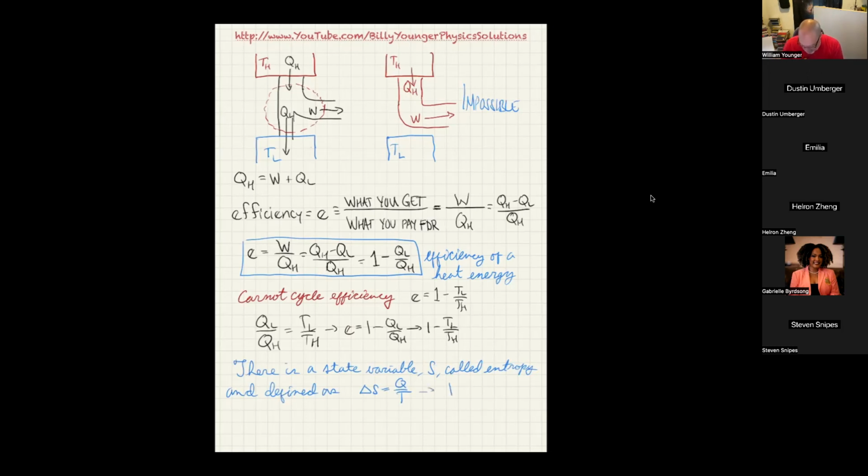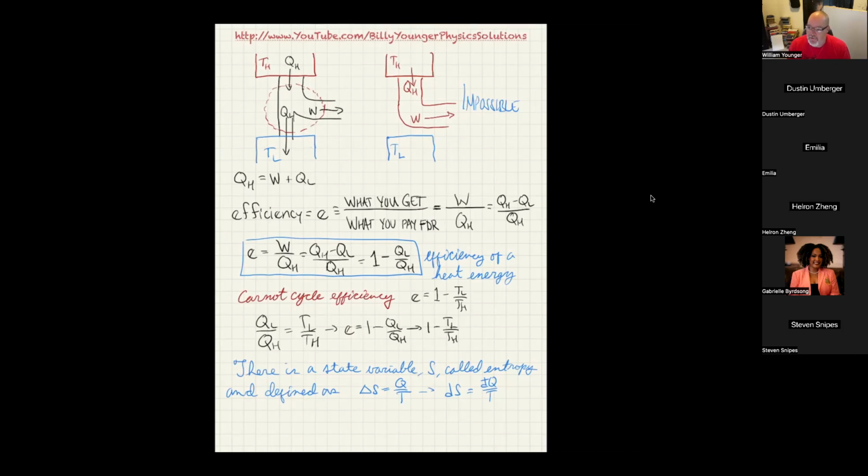Of course, that also becomes dS is equal to d-bar Q over T, where I'm putting that bar on the d again because Q is not a state variable. And remember, state variable means, hey, if you've got maybe a certain system that needs six state variables to define it, and you know an equation of state, then five of them is enough because the equation of state can be used to find the sixth one. Well, heat is not a state variable, and you can't follow one path and then a different path between the same two points and expect the amount of heat added or taken away to be exactly the same. However, with entropy, you can do that.